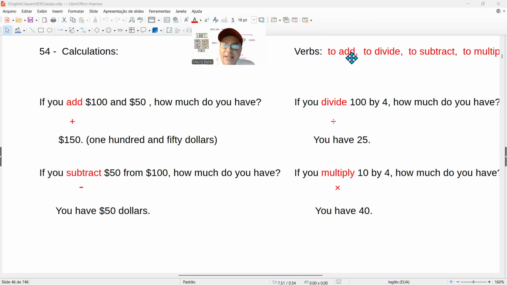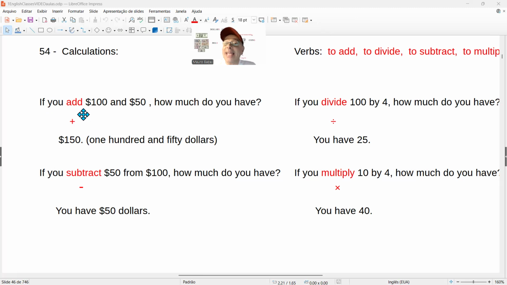Let's conjugate the verb to add. Vamos conjugar. I add, you add, he adds, S, right? She adds, we add, you add, they add. Perfect. Muito bem. Então todo mundo soma, né? Como é que fala então?